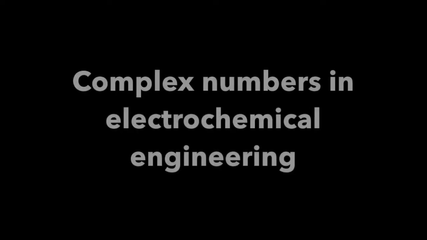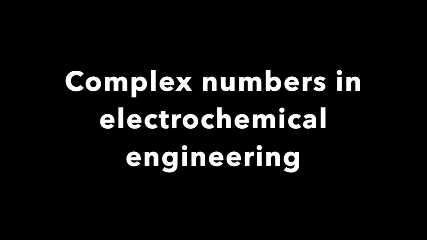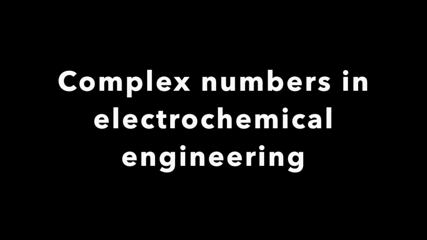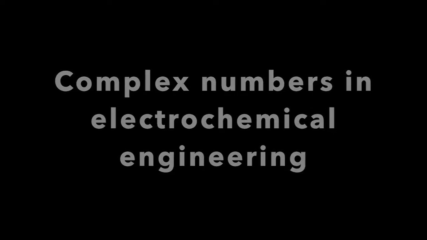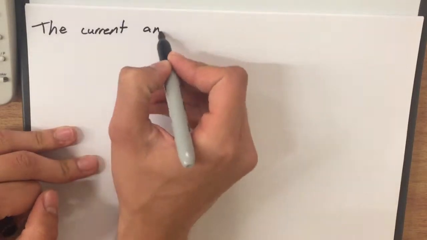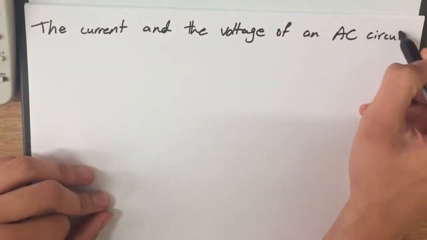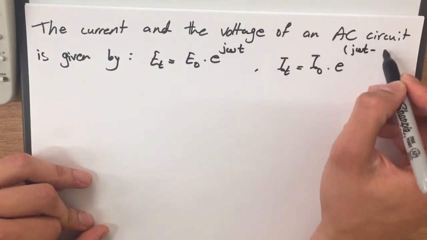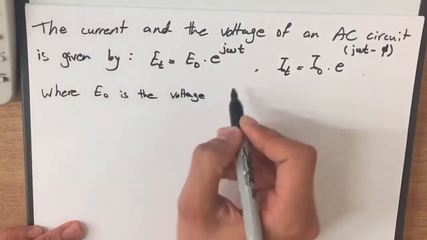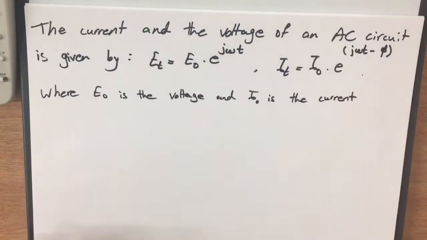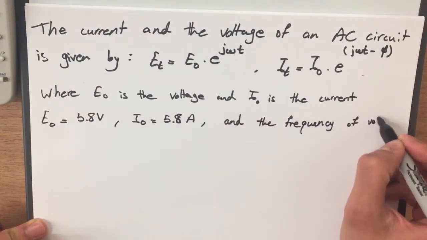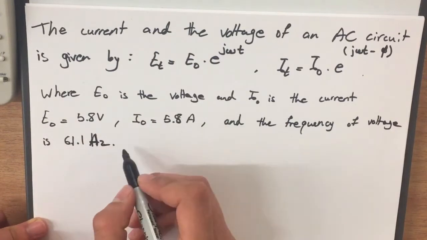We will now look at an example of how complex numbers can be used to calculate the previously mentioned impedance, whilst only using information from the voltage and the current. So, the current and the voltage of a specific AC circuit system is given by the following equations. Remembering that E represents the voltage and I represents the current. So, the voltage is of 5.8 volts and the current is of 5.8 amps.